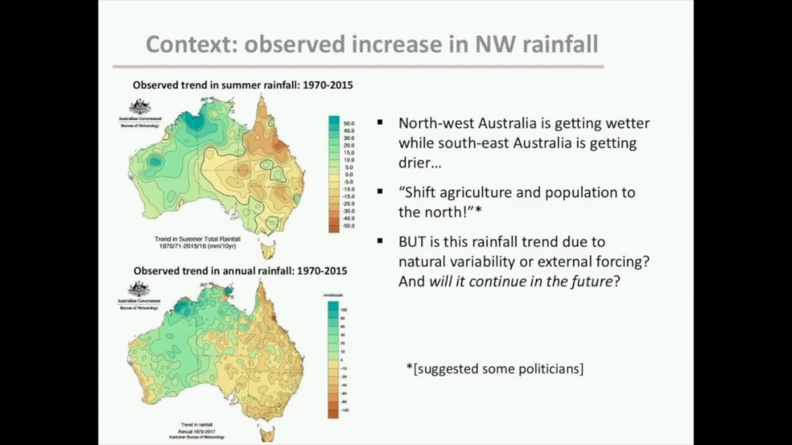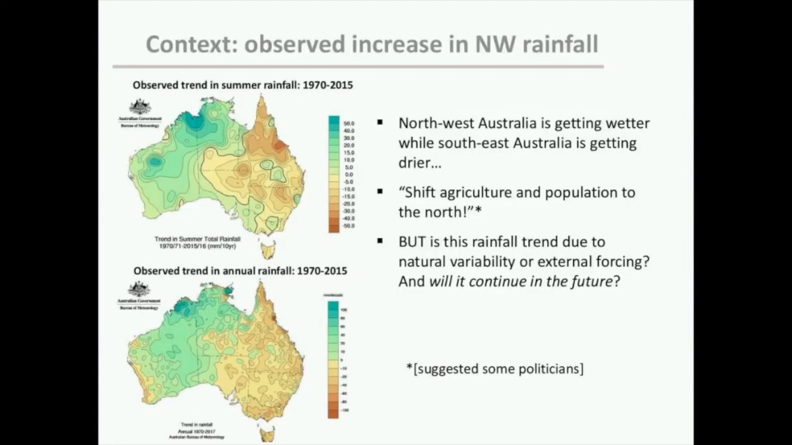Okay, sorry. While those of us in the south and east have been experiencing drying trends, in the north and the west, there's been an increase in rainfall, and so there has been some suggestions that perhaps some agriculture and population should be shifted to the north. Some of our politicians thought that might be a good idea.